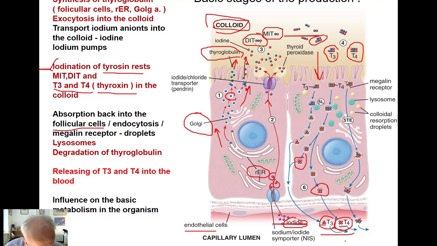The proportion of thyroxine to triiodothyronine is approximately 20 to 1. Twenty of this one to 1 of triiodothyronine in the blood. But in the tissues, triiodothyronine is the very active hormone. So in the tissues, thyroxine has to be converted into triiodothyronine, and this is the active hormone for the basal metabolism.